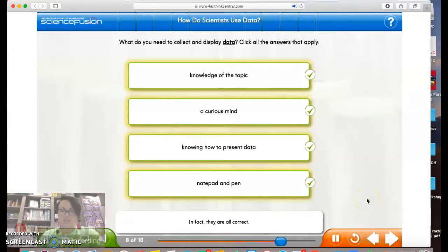In fact, they are all correct. Each one is important for collecting, displaying, and understanding data. Being curious, knowing the topic, and having the tools to record your data is important. You'll also need to know how to present your data so you can analyze it.